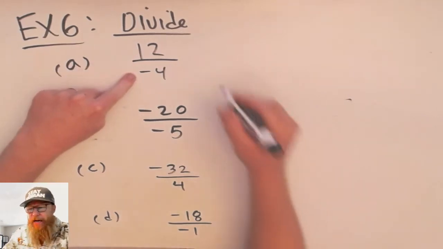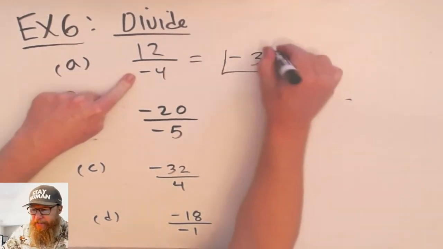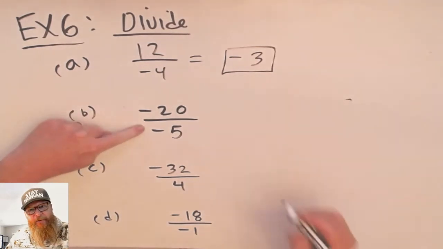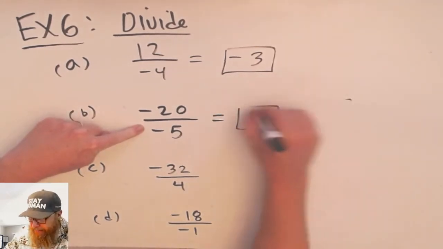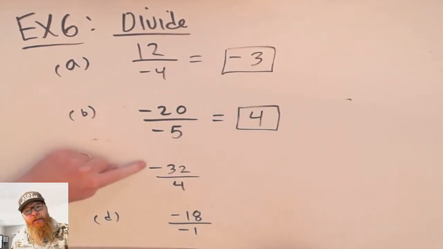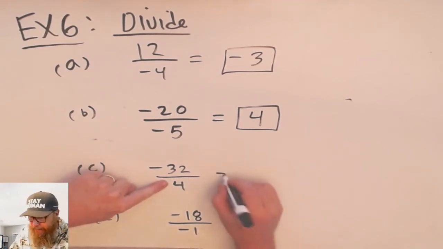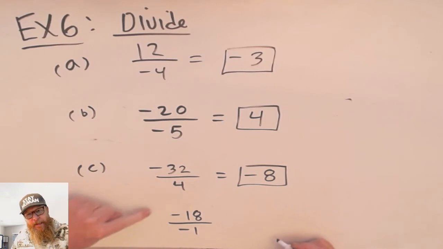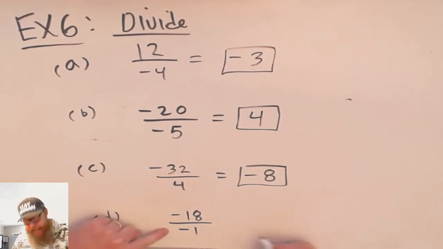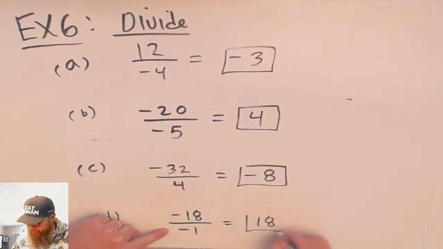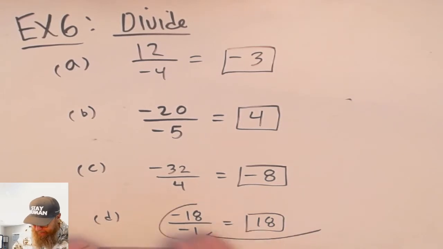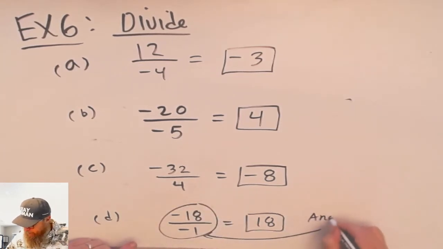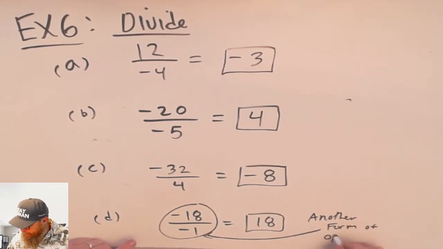All right, positive divided by a negative is a negative. Negative divided by a negative is a positive. Negative divided by a positive is a negative. And a negative divided by a negative is a positive. Again, another form of opposite.